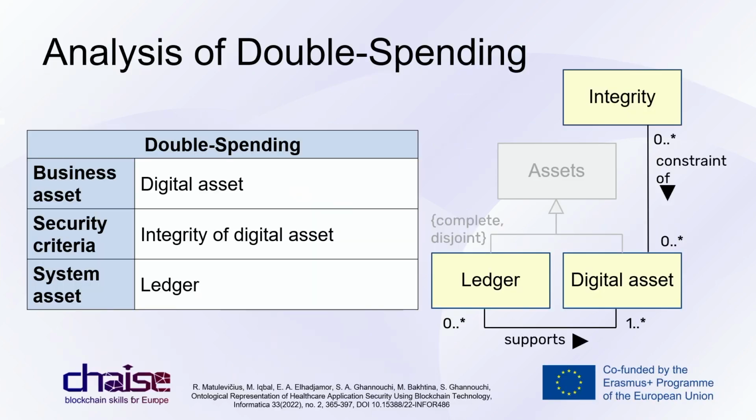The double spending is categorized under data consistency attack. It means spending the same transaction twice, where for instance the attacker can spend the transaction the first time and then using the same transaction he can spend it a second time as well. For instance, in a blockchain based healthcare application, the attacker can change the transaction state and spend the same transaction twice. So here we have the business asset, our digital asset, and integrity is the security criteria constraint of the business asset, and the system asset is the ledger.